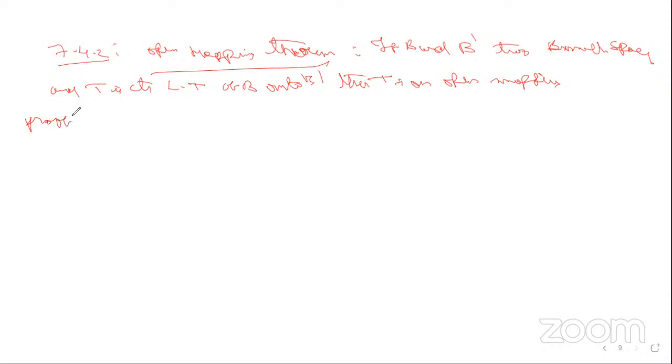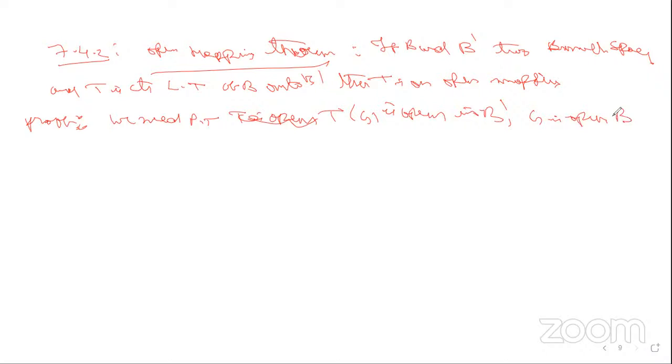Proof. To show that T of G is open in B dash, where G is open in B, we need to prove that every point of T of G is an interior point of T of G. So let y belong to T of G.